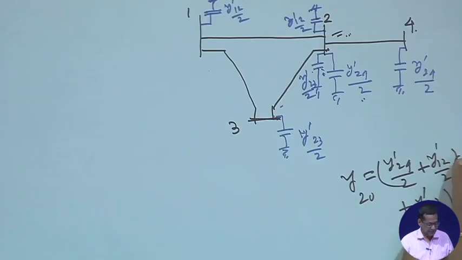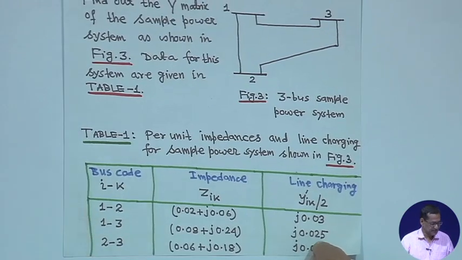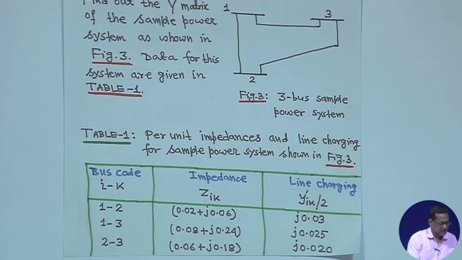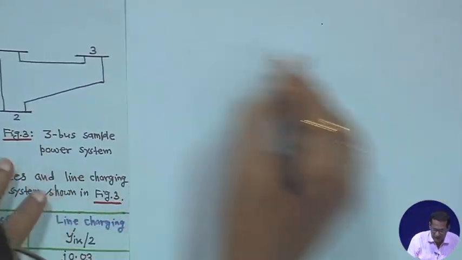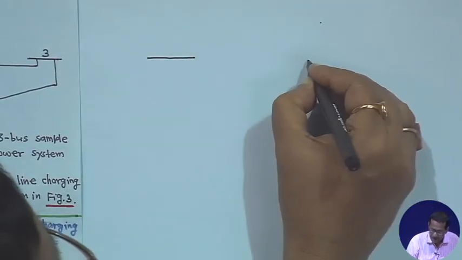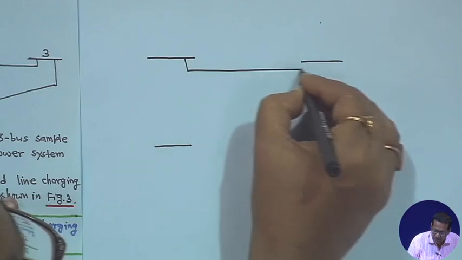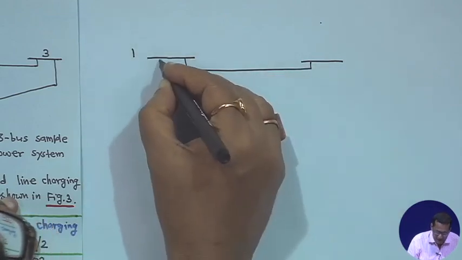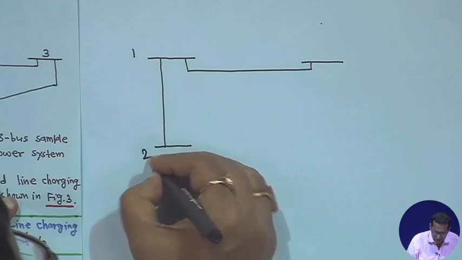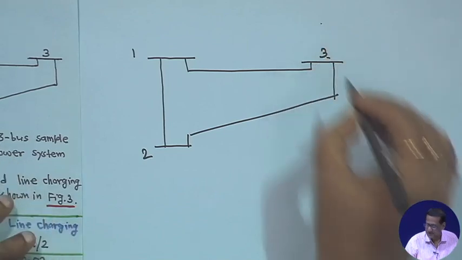That is why y dash i k by 2 is given everywhere. If you consider an example that I am making for your understanding, say a 3 bus problem, this is bus 1, this is bus 2 and this is bus 3.